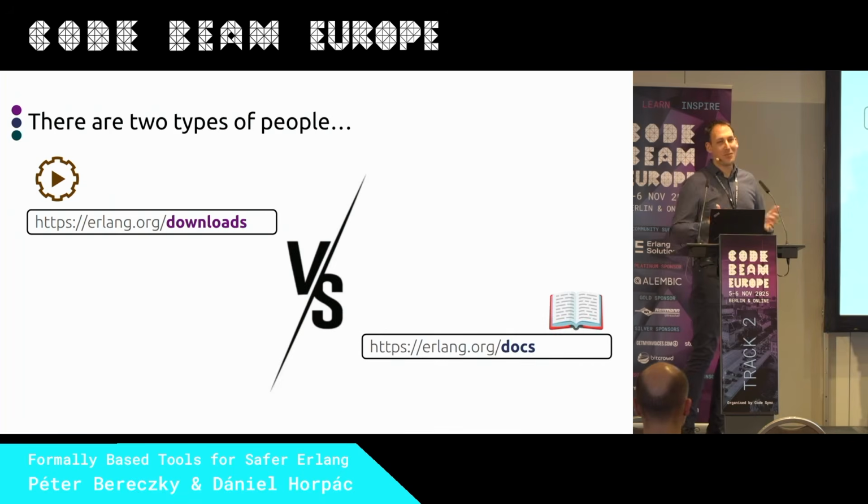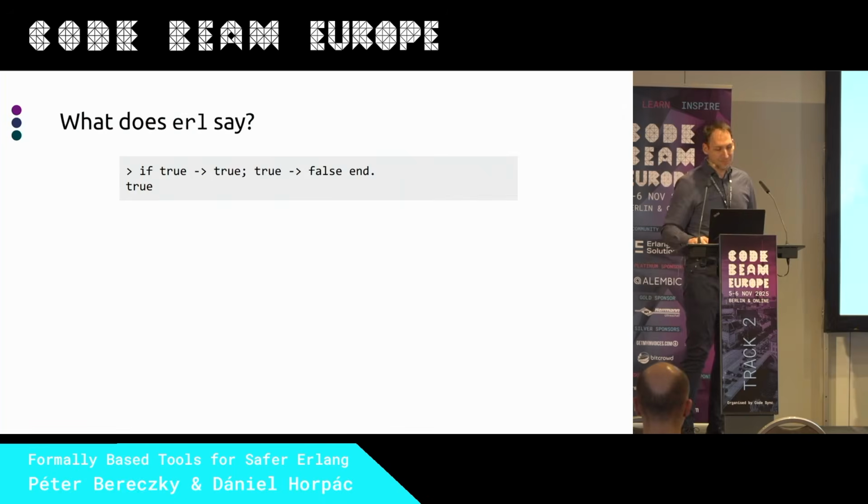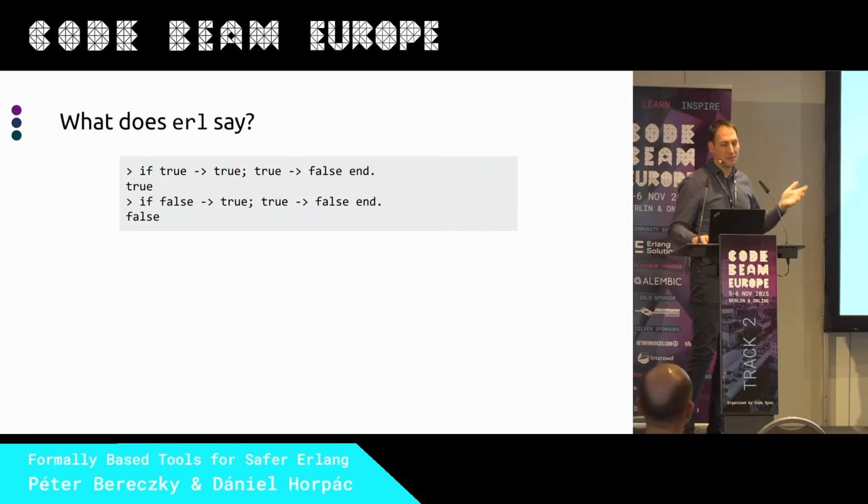Well, some of us would actually favor going for language documentation or language specification. And rather than just trying to run it on multiple values, what if we could deduce from the documentation what is supposed to happen? What is the expected behavior? So as you can imagine, if you fire up your Erlang interpreter and you set A to true and B to true, you get true. If A is false, B is true, you get false.